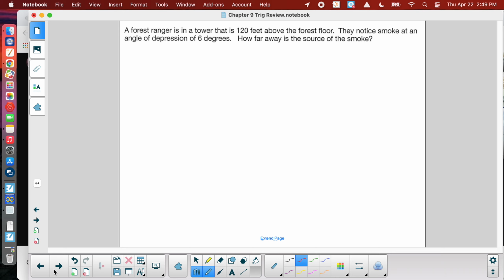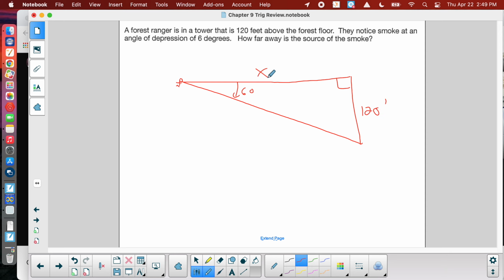Forest rangers in a tower 120 feet above the forest floor notice smoke at an angle of depression of 6 degrees. How far away is the source of this smoke? Okay, so they're up here. Angle of depression has to be taken from the horizontal, so they look down 6 degrees. By the way, there's the right angle. How long is this side over here? How high are they? 120 feet. Now granted, this is in the air, not on the ground, but it'd be the same triangle down here, right?